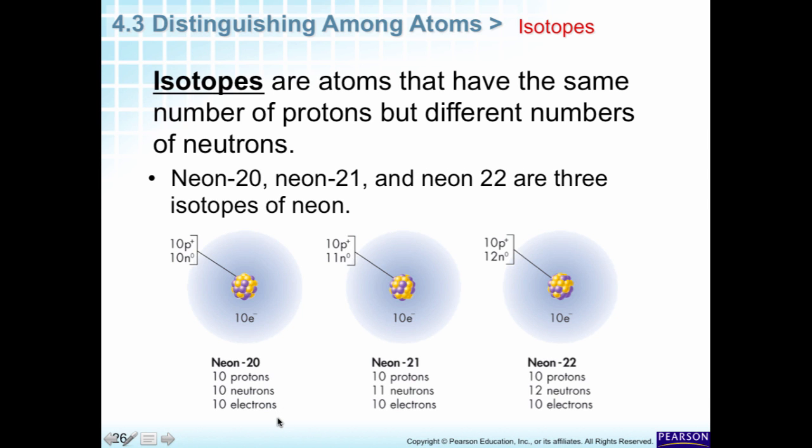So, definition, isotopes. Isotopes are atoms that have the same number of protons but different numbers of neutrons. Okay, now that's really important that we say protons again instead of electrons. And I'm going to give you a little bit of a hint of why.